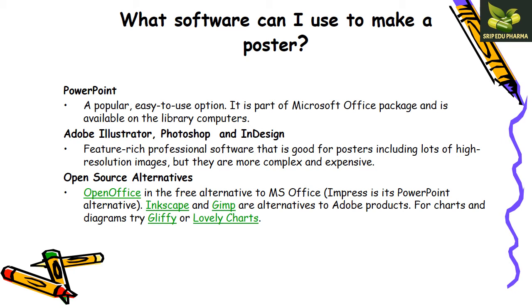And next are open source alternatives. OpenOffice is the free alternative to MS Office. Inkscape and GIMP are alternatives to Adobe products. And for charts and diagrams, try Gliffy or Lovely Charts. These are the software we can use to make a poster.